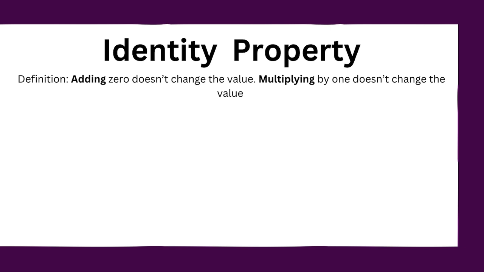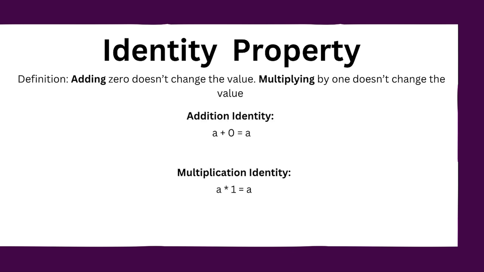So for addition, I could add 0 and I would still get the sum I started with. And then for multiplication, I can multiply by 1 and I would still get the number that I started off with as well. And these are the properties written out. So I have a plus 0, I still get a. And then for multiplication, I have a times 1 equals a. That's essentially how you would write this out.